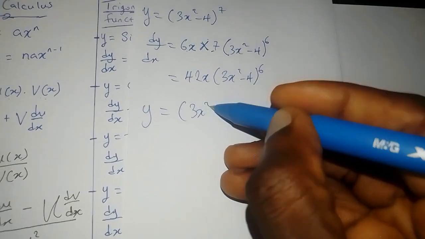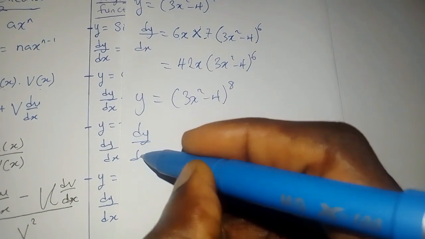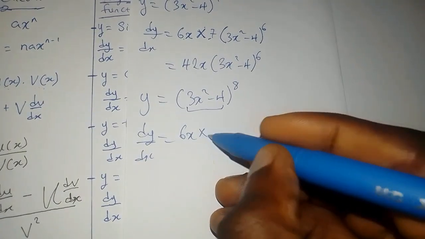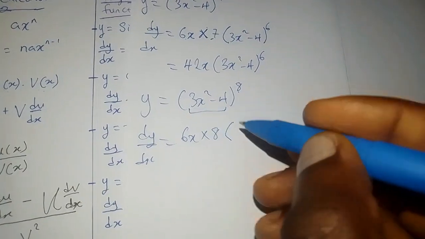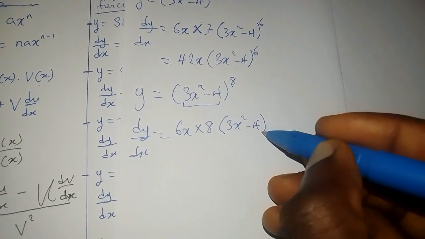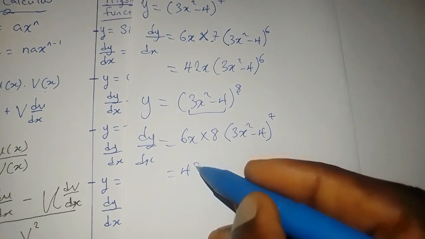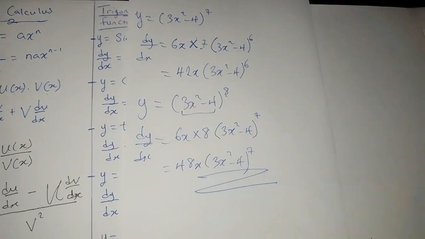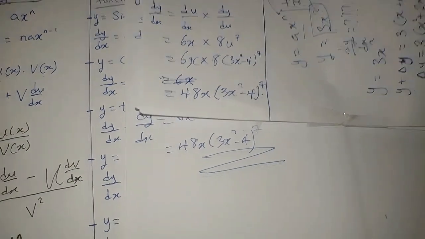y equals (3x² − 4) all raised to power 8. Differentiate this: dy/dx equals, the first thing, differentiate the inside part, that's 6x, multiplied by bringing this power down, times 8 into brackets, rewrite it again, (3x² − 4), then reduce this power by 1, 8 minus 1, 7. 6 times 8 is 48x into brackets (3x² − 4) all raised to power 7. Then you are done, which is the same answer that we got for the previous one that we solved here.